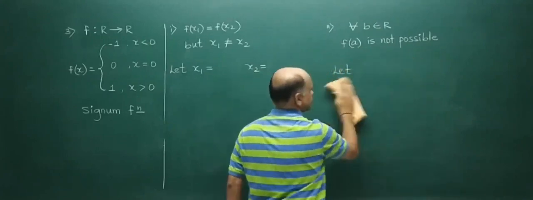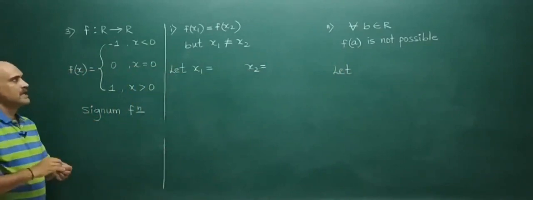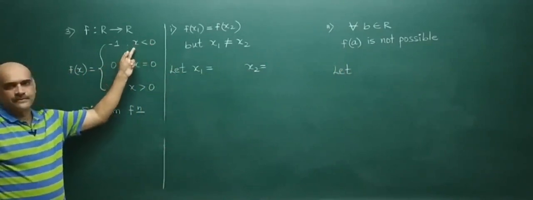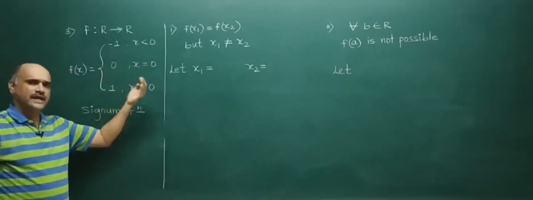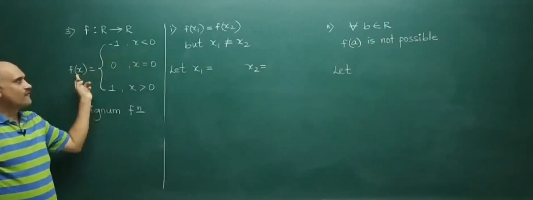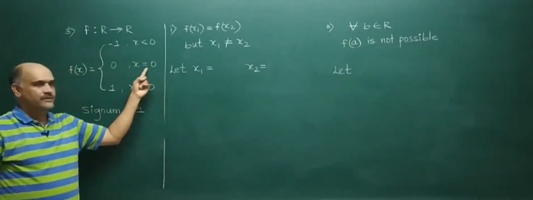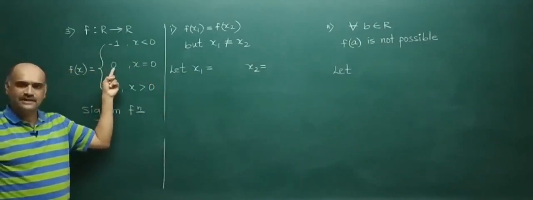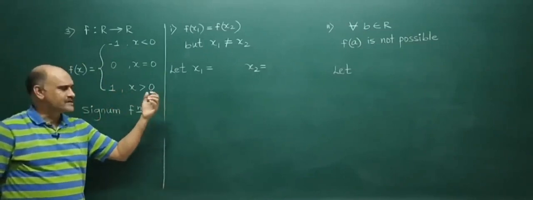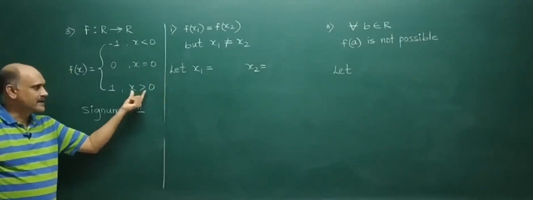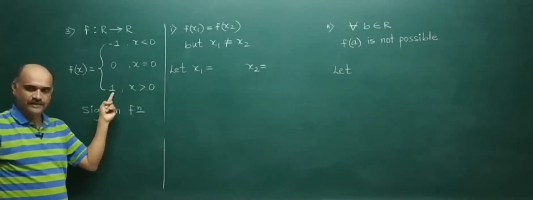So again you take examples. Here, for the signum function, if x is less than 0, x may be minus 1, minus 2, minus 1.5, minus 3.2, any number less than 0, f of x will always be minus 1. If x is 0, then f of x is always 0. If x is greater than 0, such as 1, 1.2, 1.7, 1.5, 3, 11, 100, anything, then f of x is always 1.